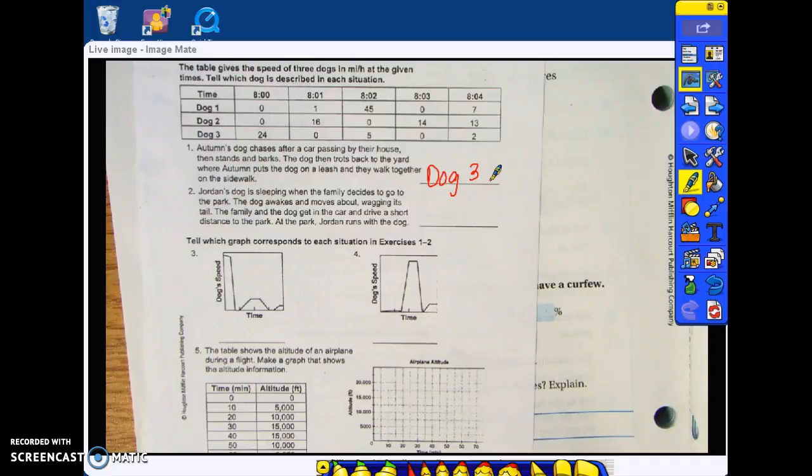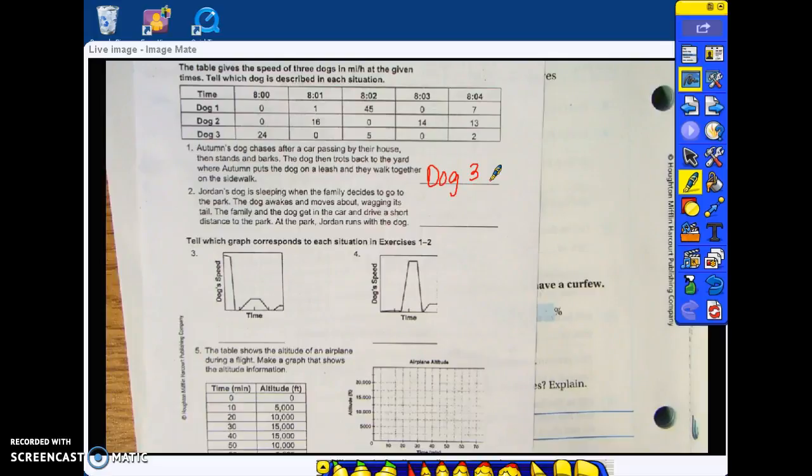Number 2, Jordan's dog is sleeping when the family decides to go to the park. So if the dog is sleeping, the dog's not moving. So we're obviously looking at dog 1 or 2. The dog awakes and moves about, wagging its tail. The family and the dog get in the car and drive a short distance to the park. At the park, Jordan runs with the dog. So the dog starts off sleeping and then wakes up and moves about.